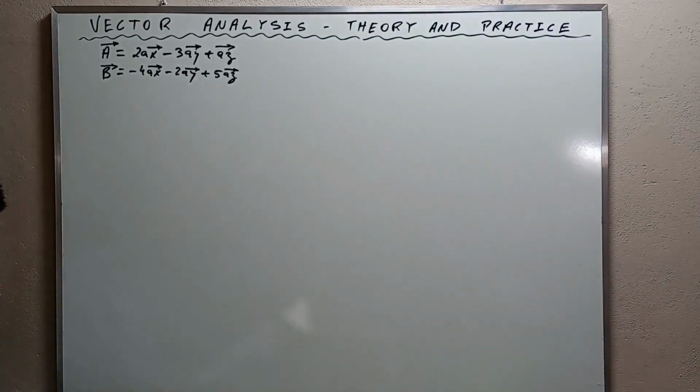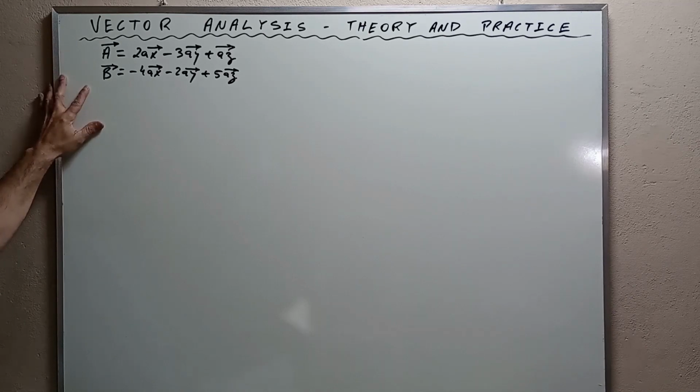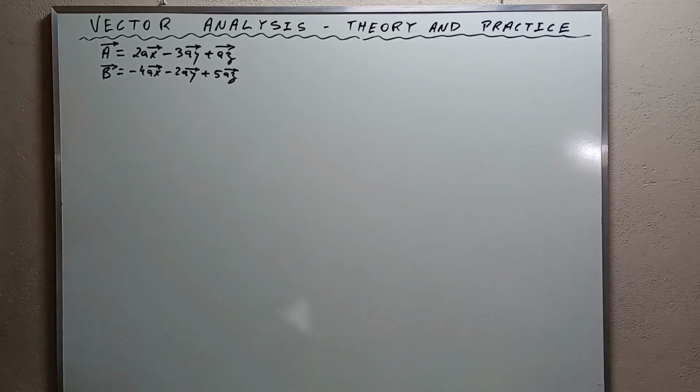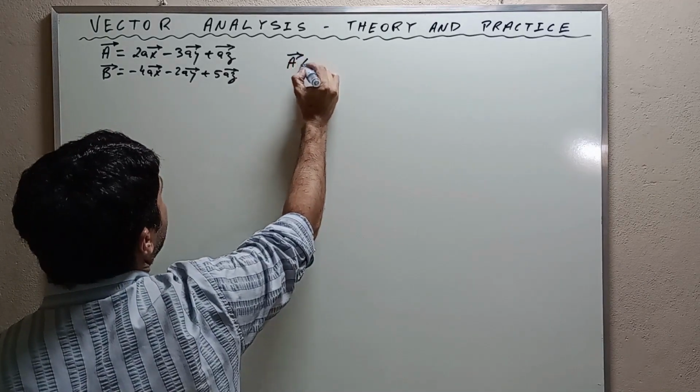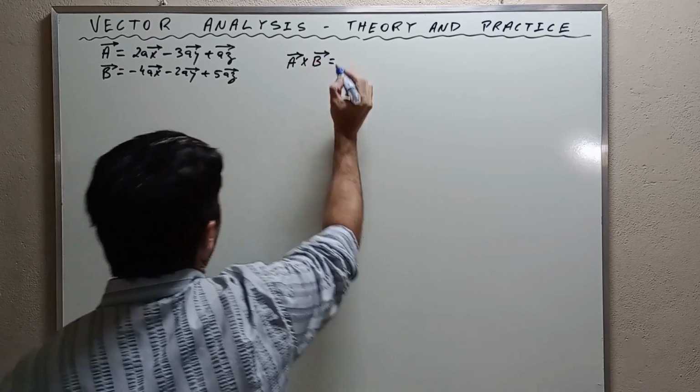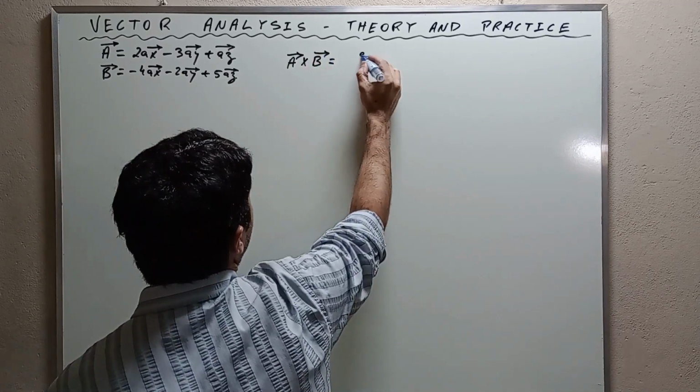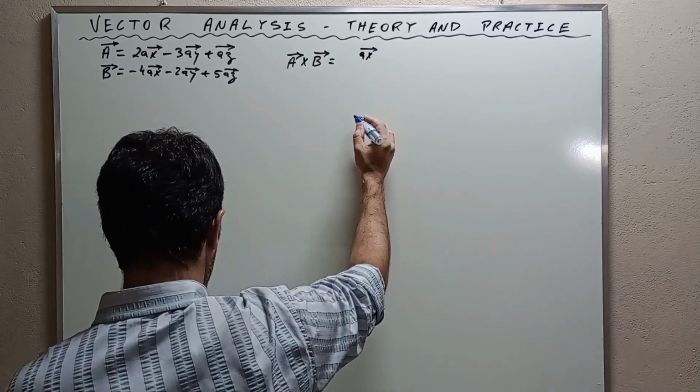Now let's consider an example. Example number 3. Find the cross product between vectors A and B. Vector A is this and vector B is this. And the solution is going to be, to find the cross product, we use the rule of Sarrus. Okay? And what is the rule of Sarrus?